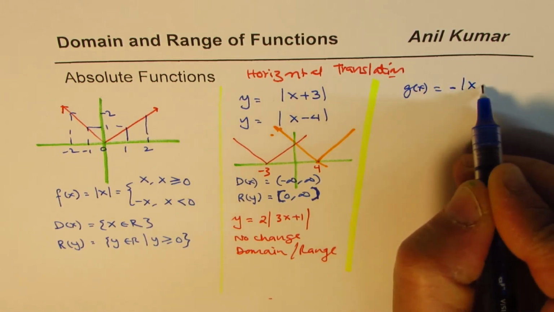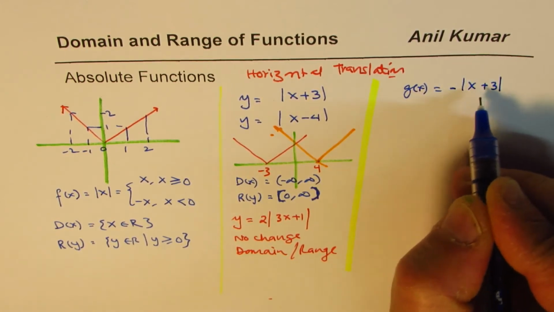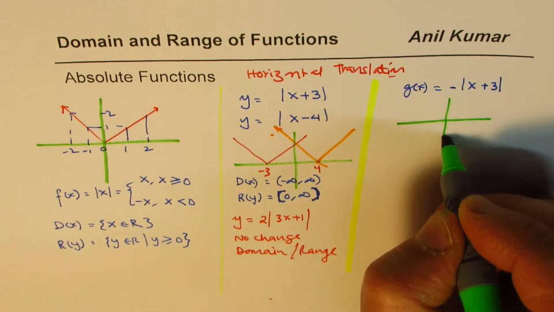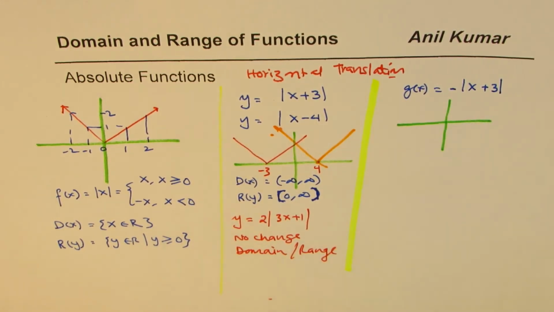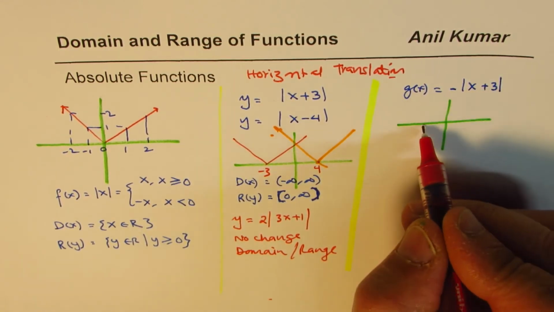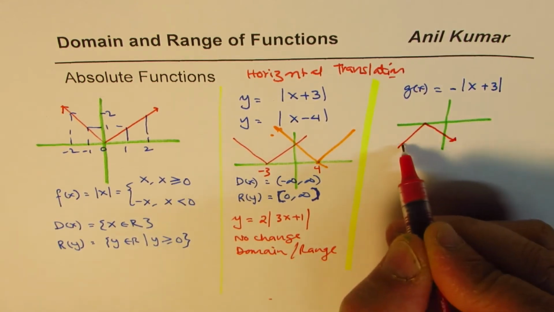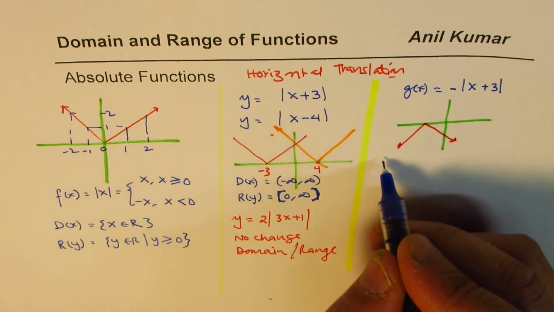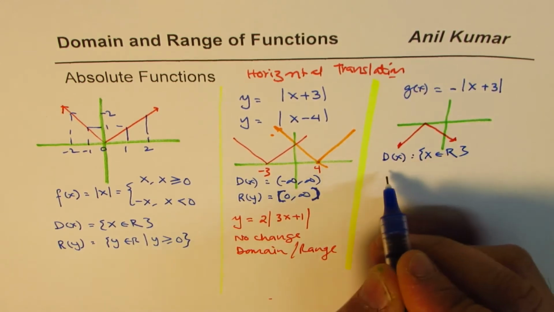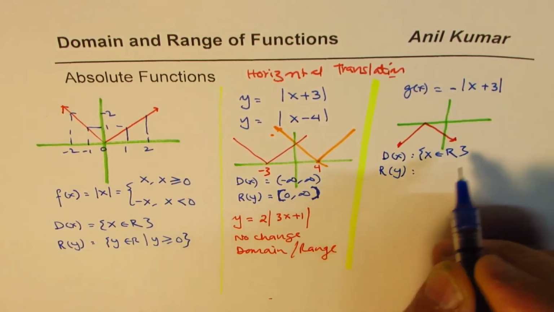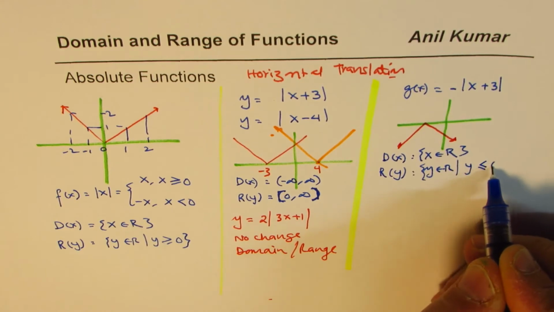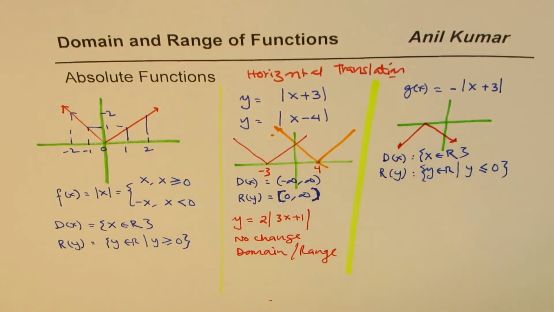If I do minus of x plus 3, in that case, the graph is reflected on the x-axis. So let me draw this one. This minus means the reflection, so downwards, and that means it is 0 at minus 3. Now that is your function, and for this function, domain is always x belongs to real numbers for any absolute function of this kind. Range will be y belongs to real numbers, but y is less than or equal to 0. So that makes a change in range.